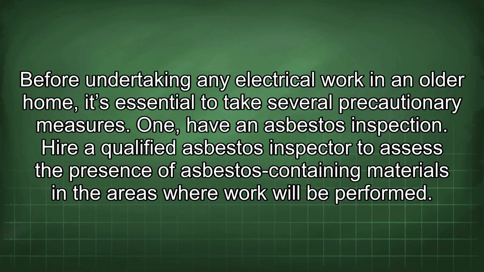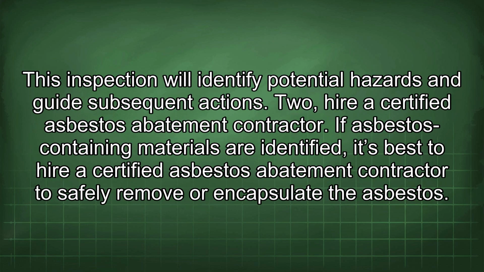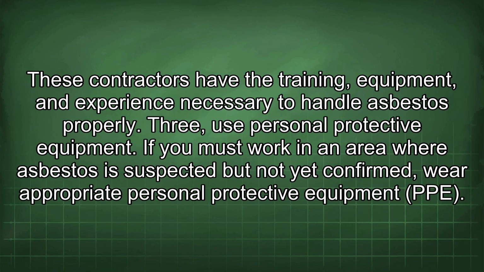1. Have an asbestos inspection. Hire a qualified asbestos inspector to assess the presence of asbestos-containing materials in the areas where work will be performed. This inspection will identify potential hazards and guide subsequent actions. 2. Hire a certified asbestos abatement contractor. If asbestos-containing materials are identified, it's best to hire a certified asbestos abatement contractor to safely remove or encapsulate the asbestos. These contractors have the training, equipment, and experience necessary to handle asbestos properly.